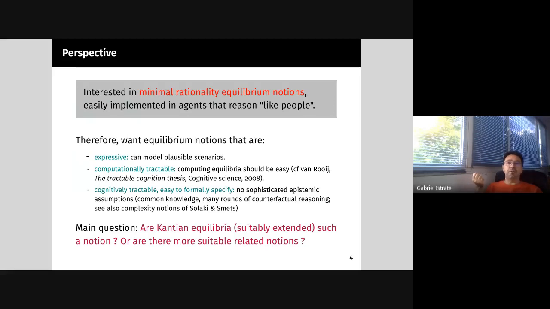And the main question we're interested in is the following. Are Kantian equilibria, maybe suitably extended to more general games, a notion that satisfies such properties? Or alternatively, are there other game-theoretic notions that satisfy some properties related to Kantian equilibrium and are easier to implement?